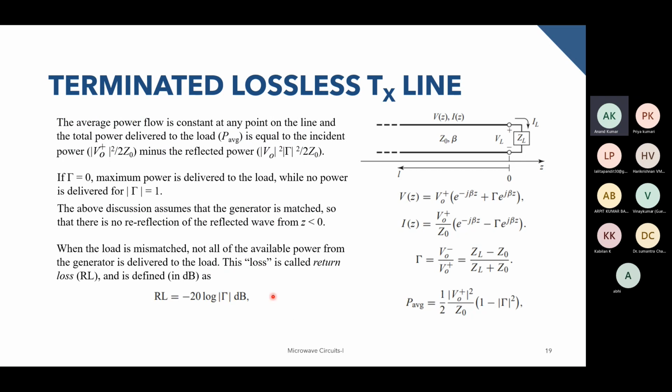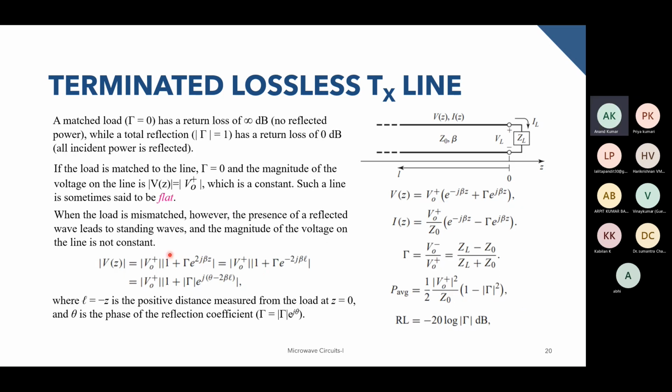So using that, we defined the term we popularly call the return loss, which is actually minus 20 log of gamma over here. This is very commonly used while you are designing a lot of microwave devices or antennas. So you calculate the return loss.